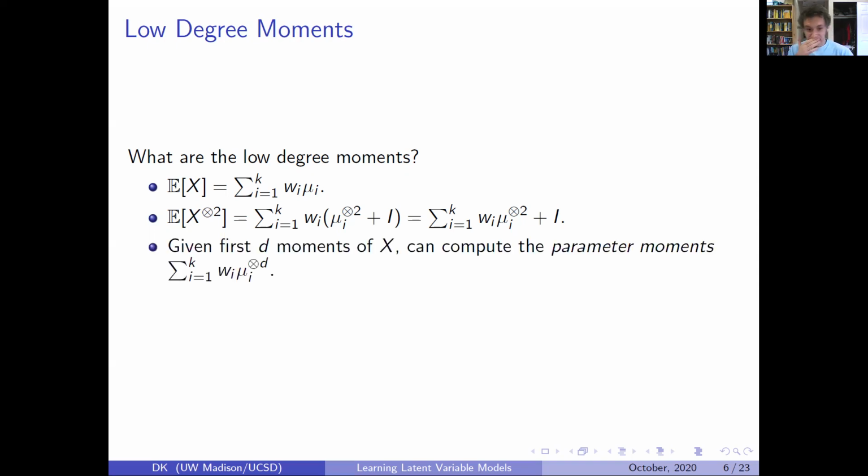Now, something like this happens in general. If you want to learn the first d moments of the random variable X, that turns out to be basically equivalent to learning the first d parameter moments of X.